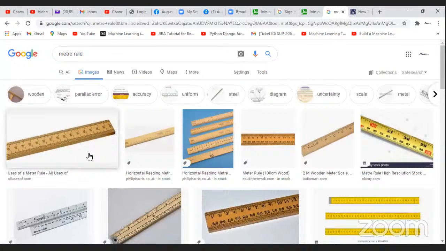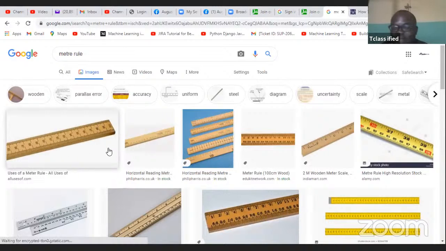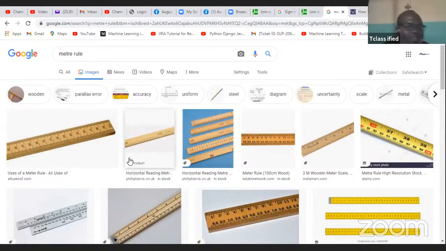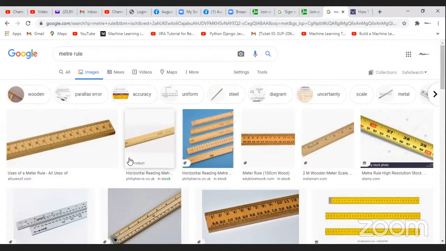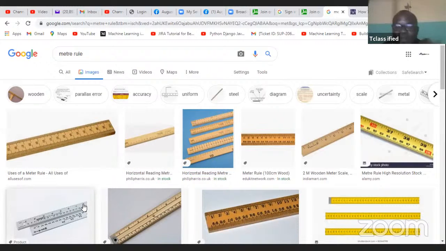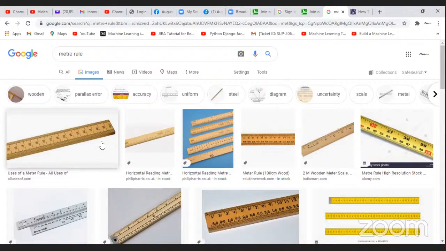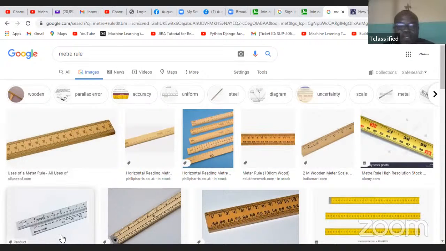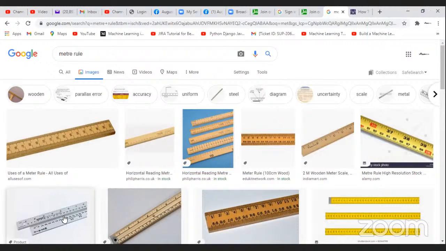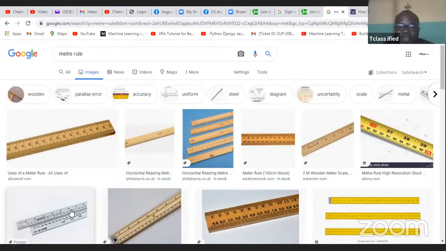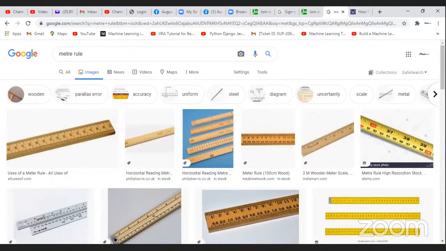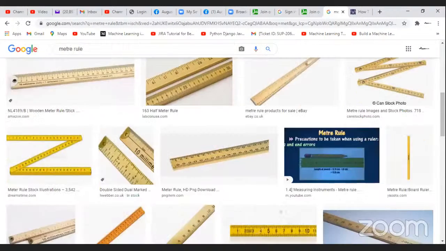I told you that some meter rules are made up of what? From your note, check out: steel, wool, or plastic? Wood, or plastic, or even metal, isn't it? This one is made up of what? Wood. Good. This one is metal, steel, sir. This one looks transparent, so it should be plastic. Good. So these are meter rules.